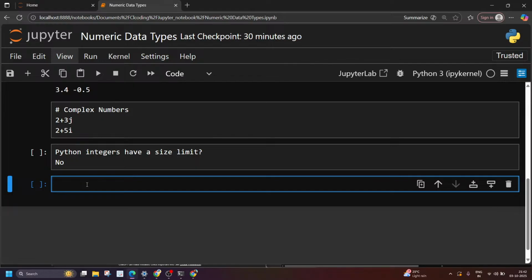Okay, so we'll move on to another question. The next question for today is: does 5 divided by 2 return an integer? Is it correct or not? You have to answer in yes or no.